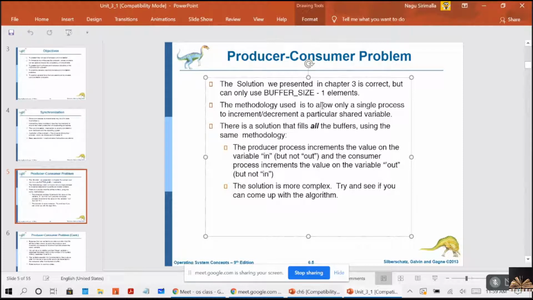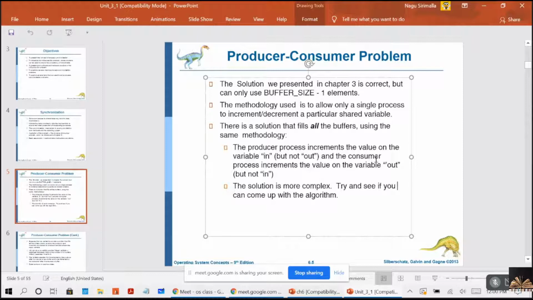That methodology is used to allow only a single process to increment or decrement a particular shared variable. Here the same thing. It will allow only one process to modify the variables, right? So this is the solution that fills all the buffers using the same methodology. The producer will produce the item and put the item in the buffer, and the consumer will consume the item, right? So here the producer process increments the value of the variable in, but not out. Out will be done by the consumer, but not in. And here we allow only one process to produce and one to consume, right?